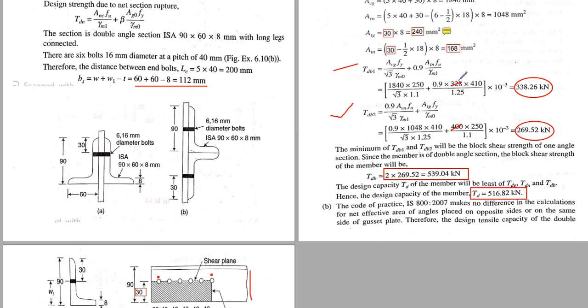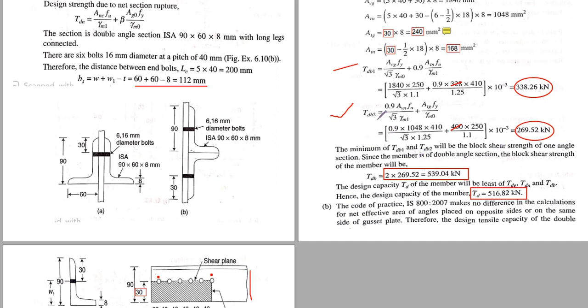Out of this, the lesser one will be the block shear strength. There were some mistakes and I have corrected this, but I have not found this answer. Atg is modified, Atn is modified, so you have to put this Atg and Atn in the proper place, and then find this answer. This should be changed. Then out of these two values, the lesser one would be the block shear strength.